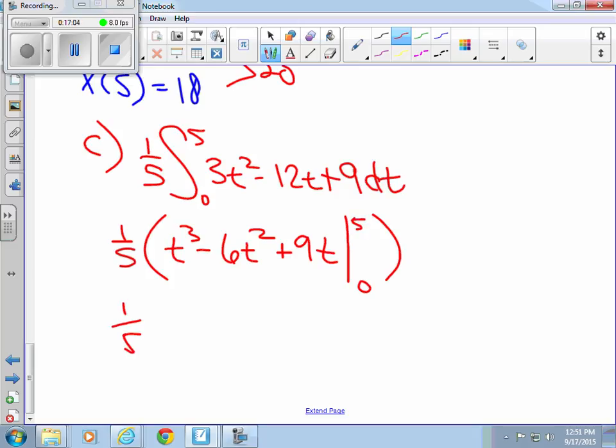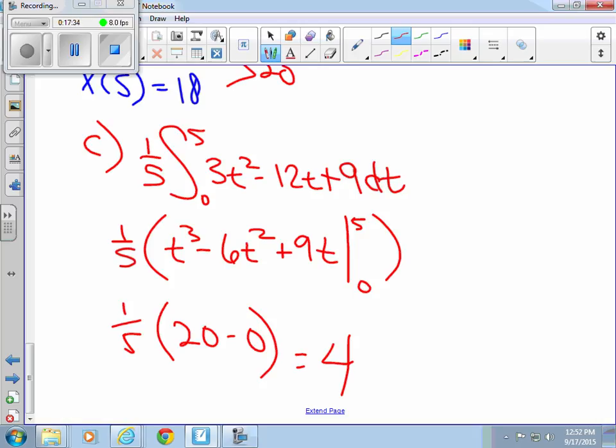There is no harm in stealing your work. Have we already plugged 5 into this in a previous part of this problem? We got 20. So the average velocity is 4 meters per second or whatever we have here. We don't know. So they'll give you points.